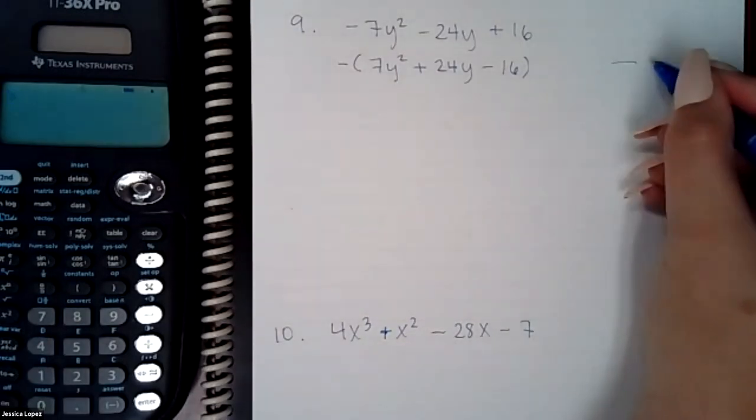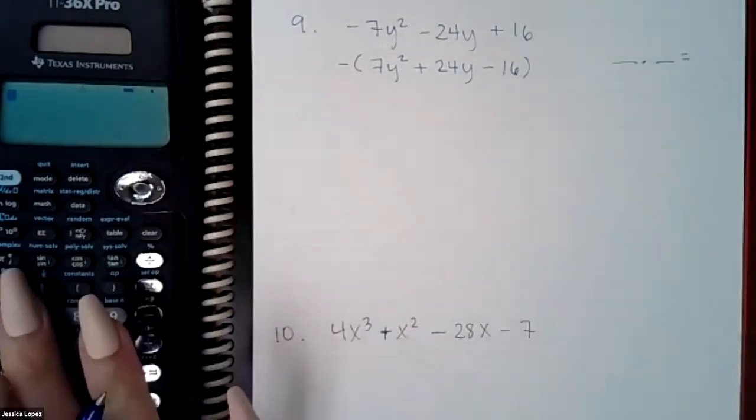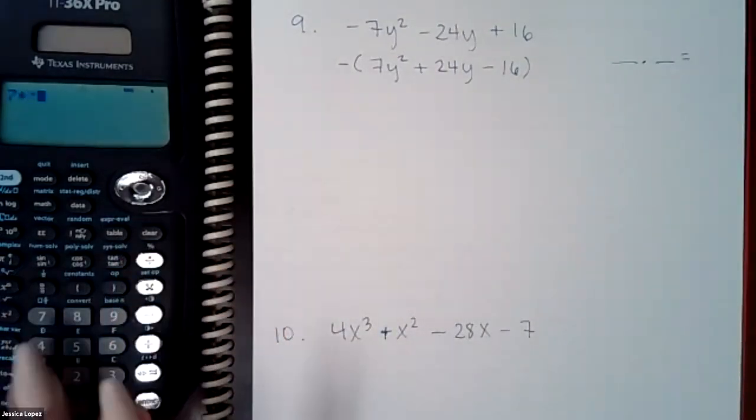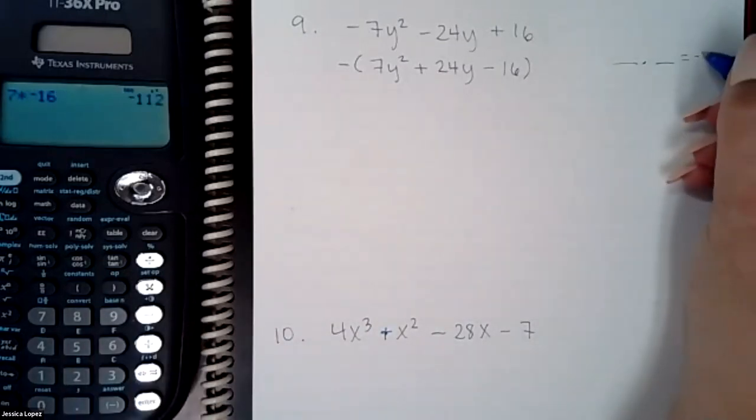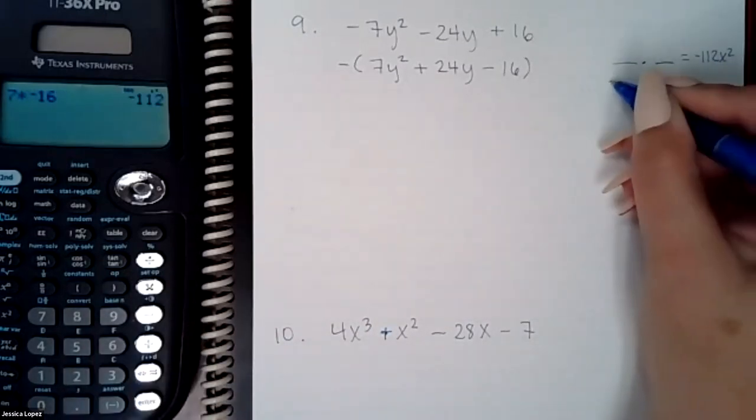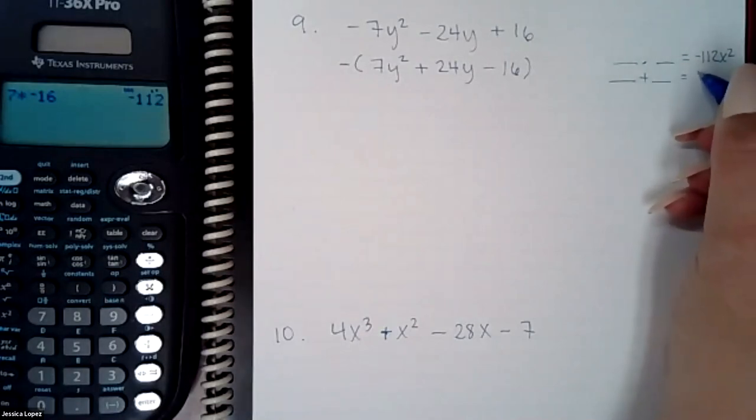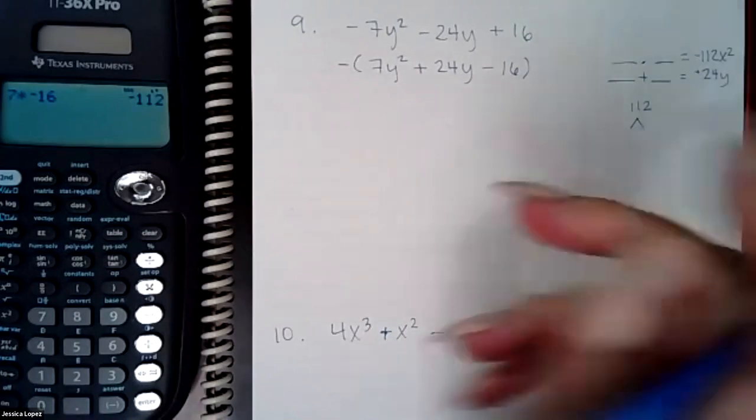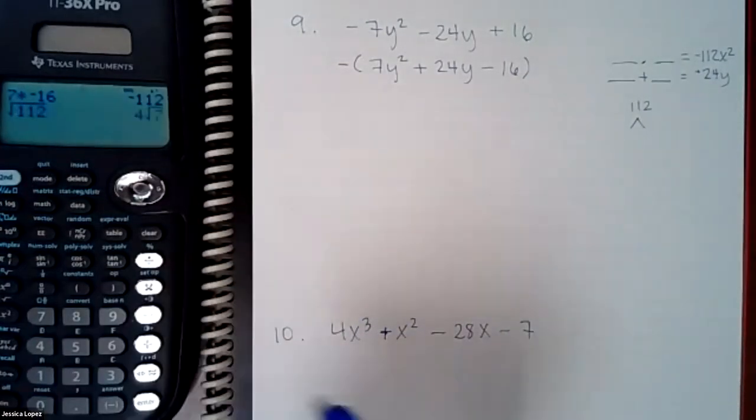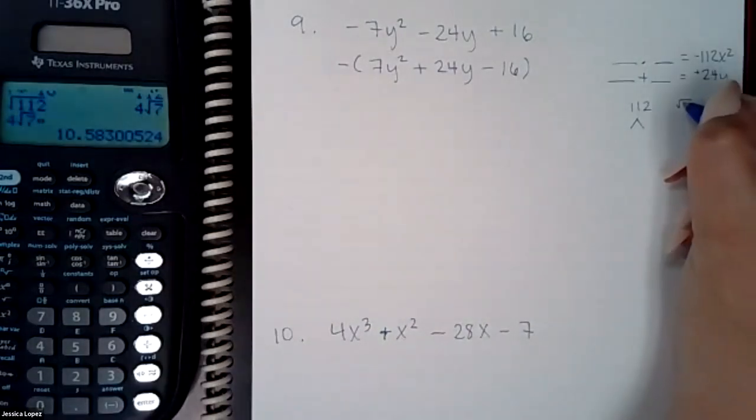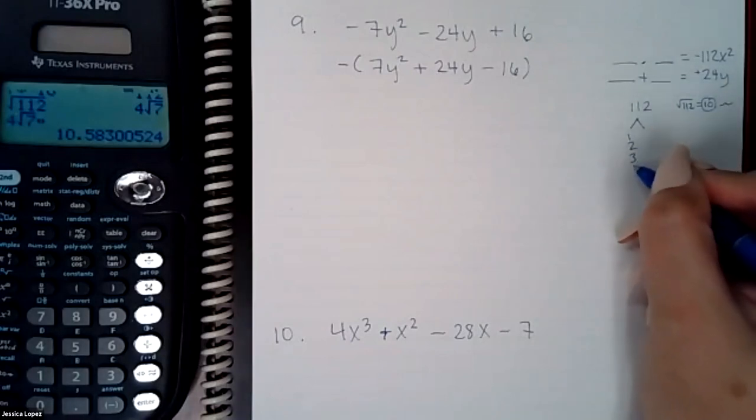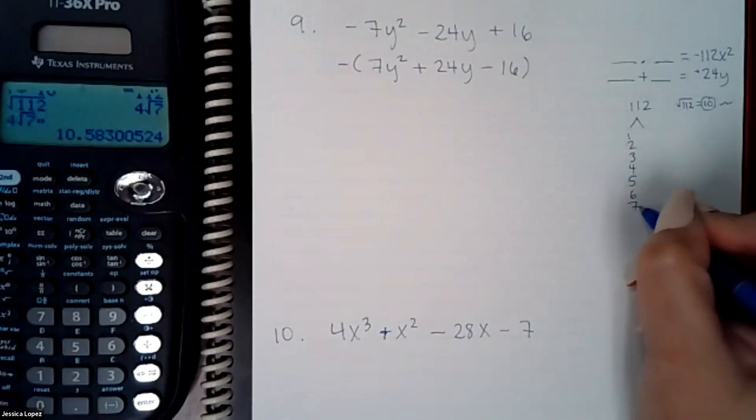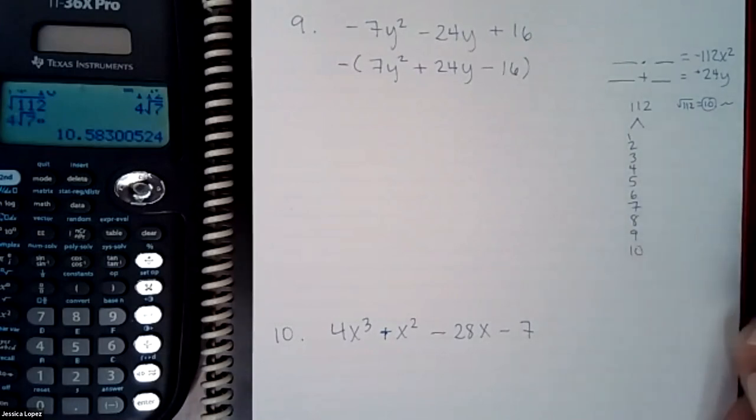So I would go this times this, oh gosh, 7 times negative 16 is negative 112. And then the middle guy is positive 24y. So 112 is the guy I'm gonna break up. And let me hit the double arrow. The square root of 112 was 10 point something. So I'm gonna go 1, 2, 3, 4, 5, 6, 7, 8, 9, 10.